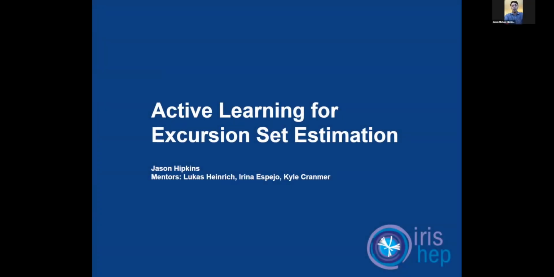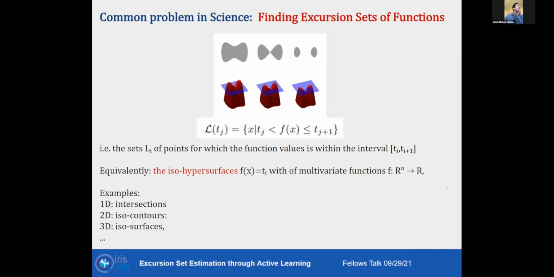Hi, so my name is Jason Hipkins. I graduated with a double degree in math and computer science from the University of Maryland, and I'm soon to be a faculty assistant at the University of Maryland. This summer, I had the pleasure of being mentored by Arena, Lucas, and Kyle on advancing an active learning algorithm for excursion set estimation. A common problem in science is finding excursion sets of functions.